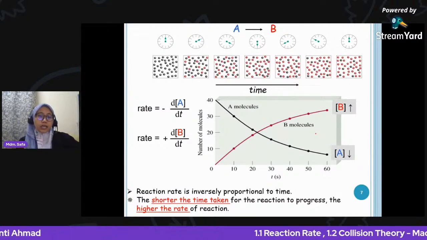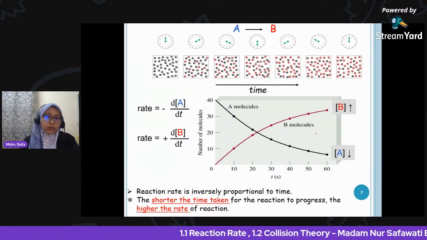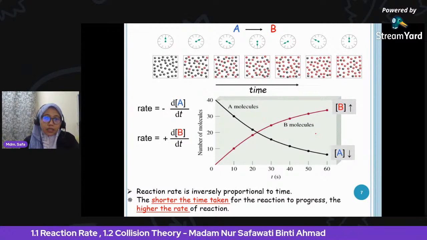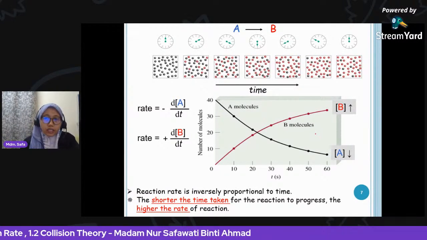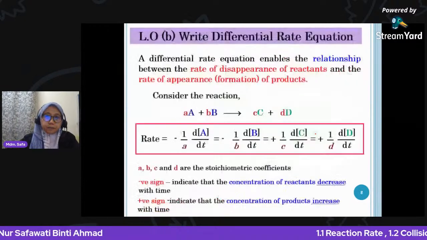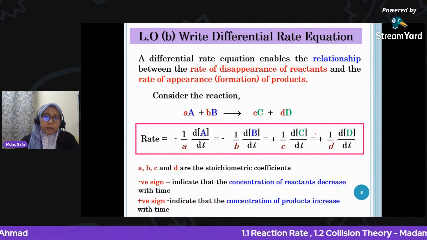I already explained that reaction rate is inversely proportional to time. So the shorter the time taken for the reaction to progress, the higher the rate of reaction. That is what we discussed about rate.